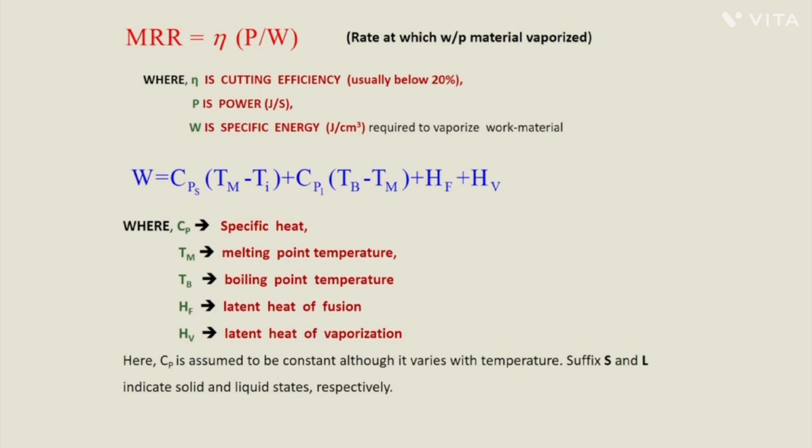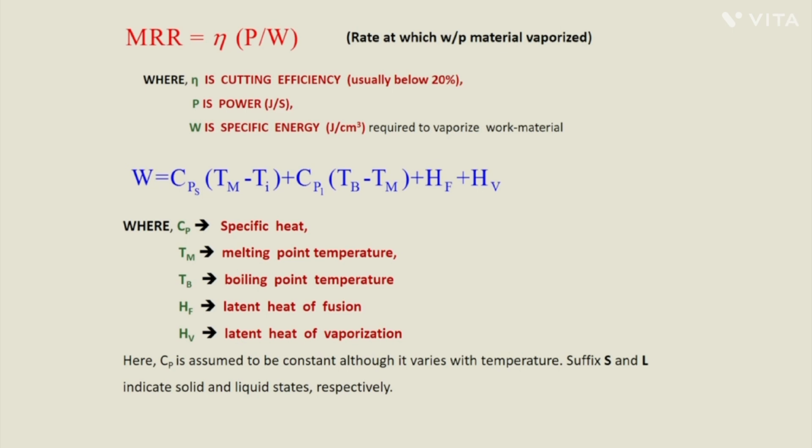Now this W can be calculated as Cps (Tm minus Ti). Cp is the specific heat, Tm is the melting point temperature of the workpiece material, minus Ti, the initial temperature of the workpiece, plus Cpl (Tb minus Tm). Tb is the boiling point temperature of the workpiece material, minus Tm, the melting point temperature, plus HF plus HB. HF is the latent heat of fusion and HB is the latent heat of vaporization.